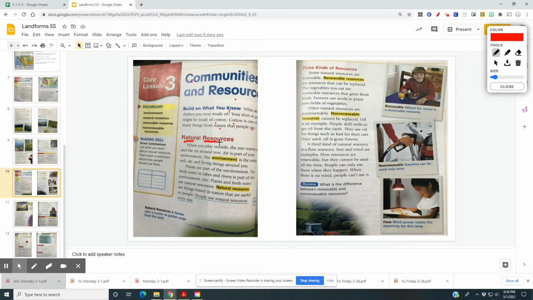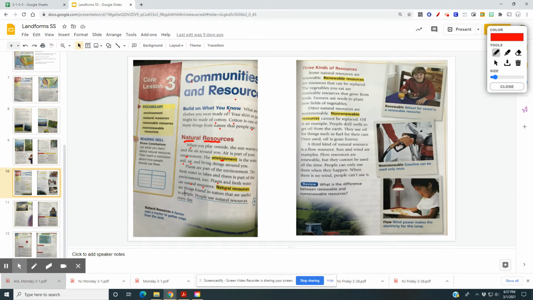Natural resources. When you play outside, the sun warms you and the air around you. Air is part of your environment. The environment is the water, soil, air, and living things around you. Plants are part of the environment. The fresh water in lakes and rivers is part of the environment too. Plants and fresh water are natural resources.